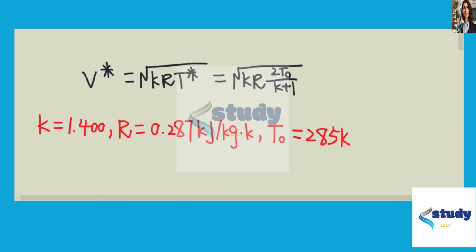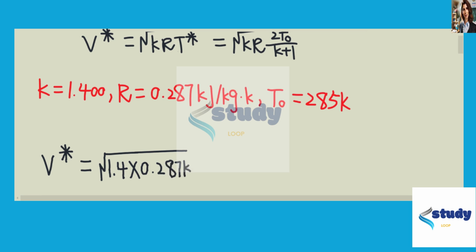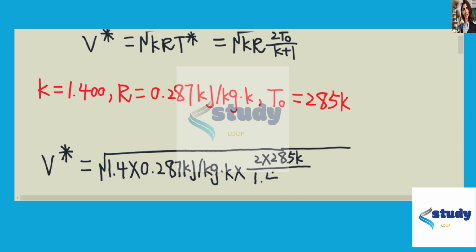We know the specific heat ratio for air is 1.4 and the gas constant for air is 0.287 kilojoule per kilogram times Kelvin. And the stagnation temperature is 285 Kelvin. So now let's plug back into the equation to determine the velocity at the throat, which is equal to square root of 1.4 times 0.287 kilojoule per kilogram times Kelvin, and then multiply by 2 times 285 Kelvin over 1.4 plus 1.